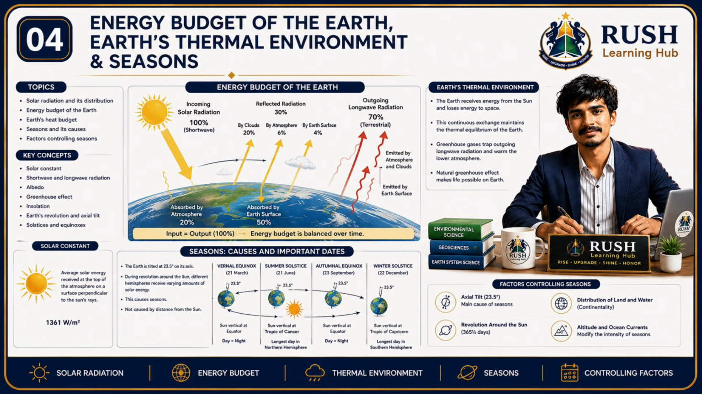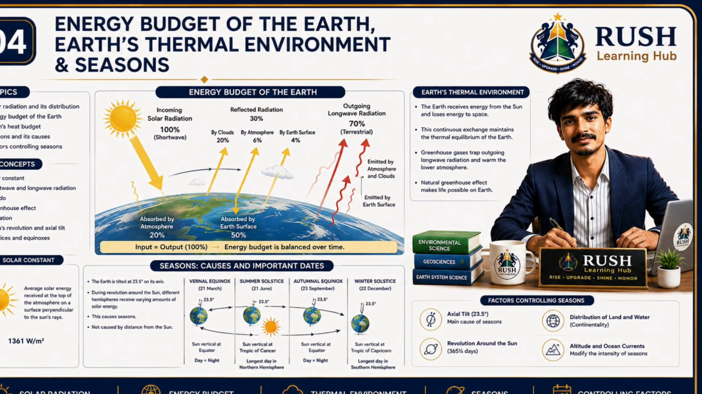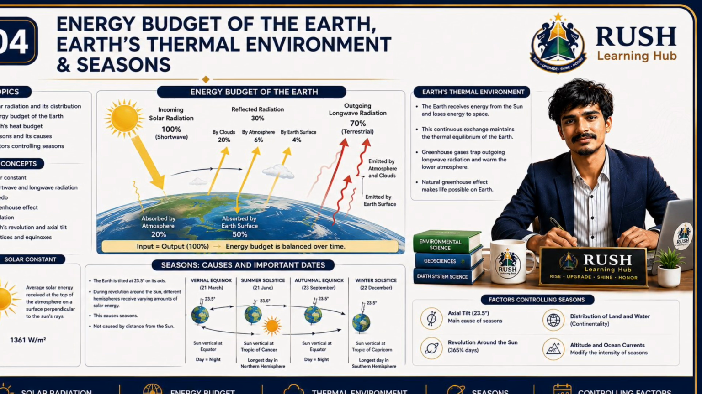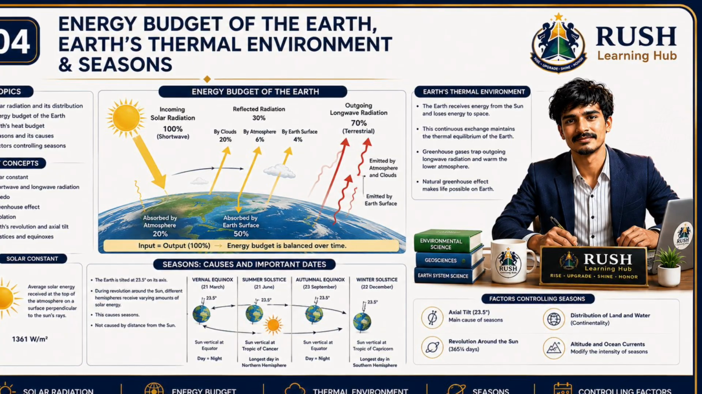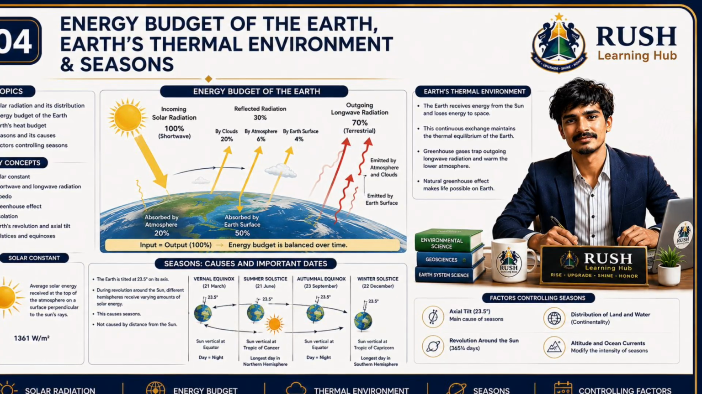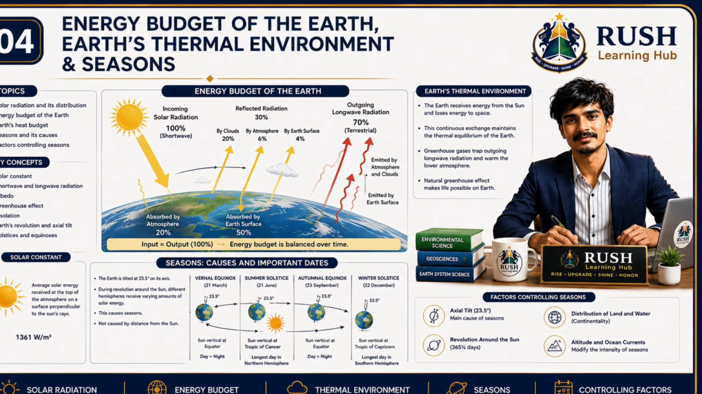Now let us discuss the Earth's thermal environment. The thermal environment of the Earth depends upon the continuous exchange of energy between the Sun, atmosphere, oceans, and land surface. The distribution of heat is not uniform because different regions receive different amounts of solar radiation. Equatorial regions receive maximum insolation and are warmer, while polar regions receive lower insolation and remain cold. The unequal heating of the Earth creates pressure differences and drives atmospheric circulation and ocean currents.